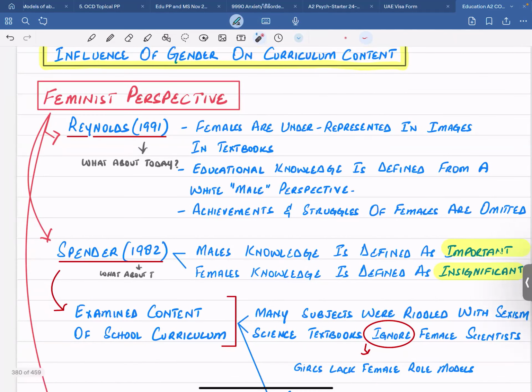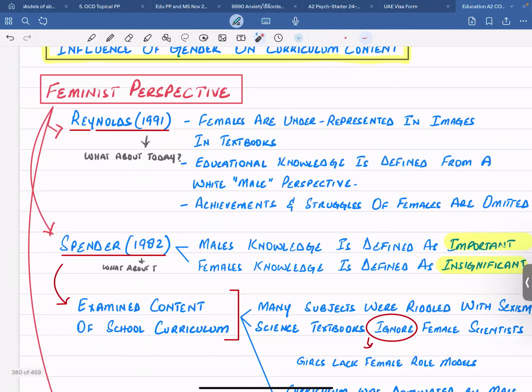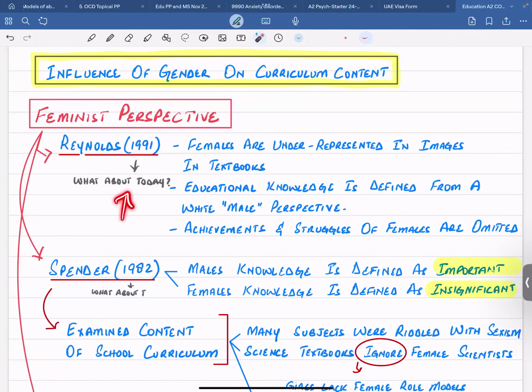Again, you could evaluate this. This study was conducted in 1991. Does the same happen today is a question. You could take this ahead. Educational knowledge is defined from a white male perspective. Achievement and struggles of females are usually omitted.